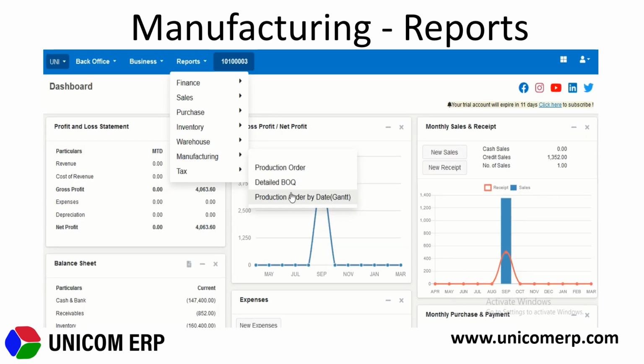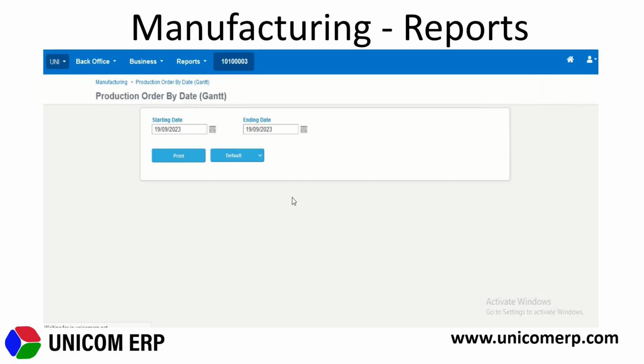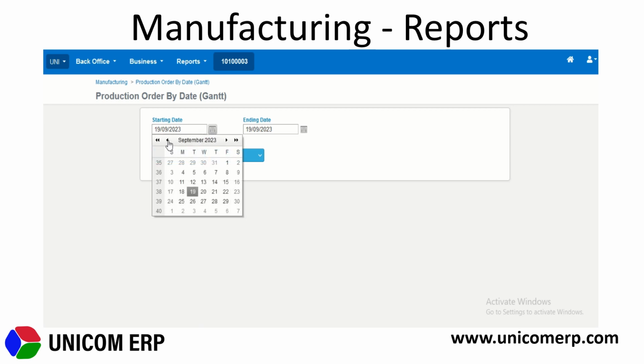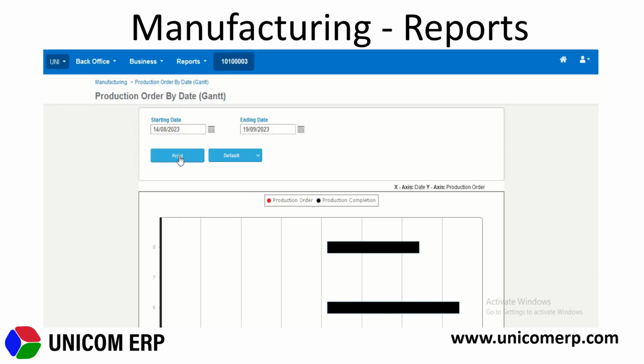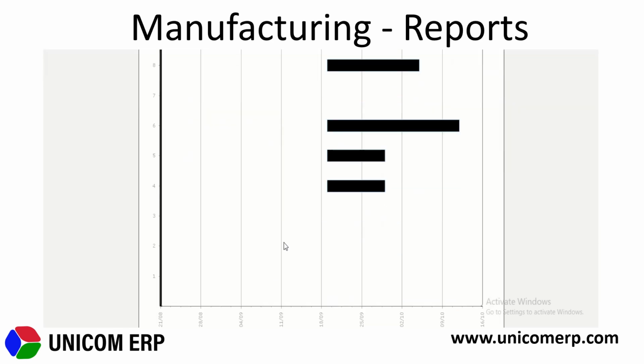Next is the Production Order by Date report. It is a chart-based report. You can choose the start date and end date. Click on the Print button. You can get the chart-based report based on production order and completion.